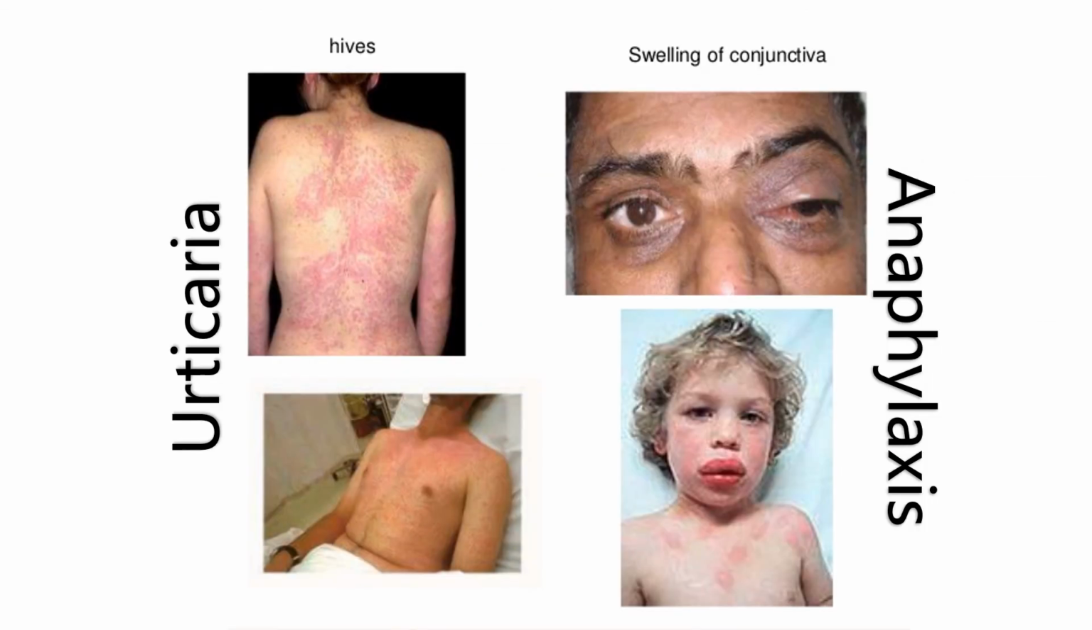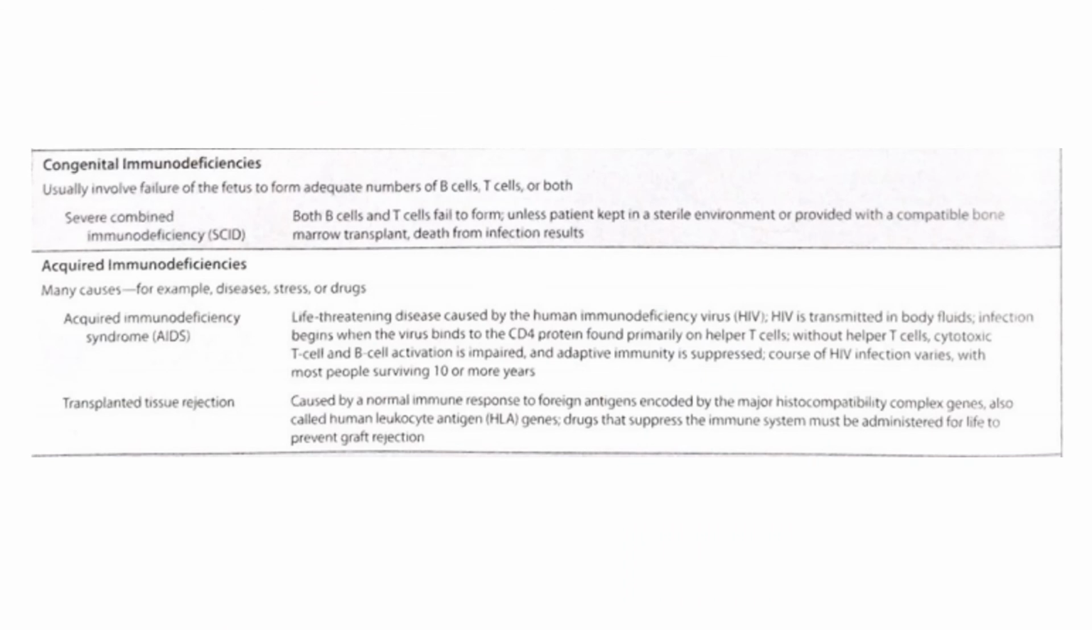So these are examples of your urticaria or the hives, and then on the right side is the swelling of your conjunctiva or the lips because of the anaphylaxis. Okay. So this one is for AIDS and severe combined immunodeficiency, and then there can also be transplanted tissue rejection. So this also happens when, for example, somebody is having a surgery and the transplanted tissue is not being accepted by the body. Of course, there could be immune response that would happen.